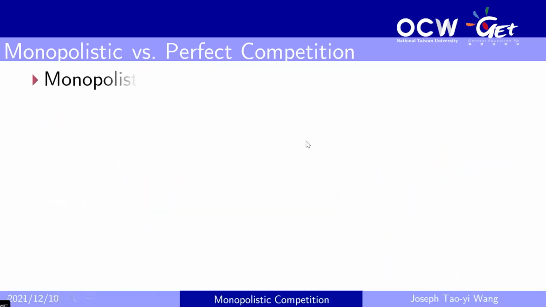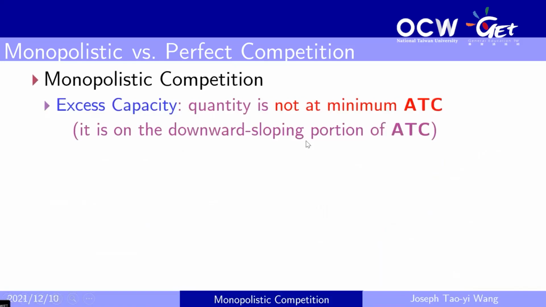Okay, so what this means is that you still have what we call excess capacity, because you are on the downward sloping portion of the ATC curve, not at the minimum. So this is different from perfect competition. And then you are pricing above marginal cost, so you have a markup.